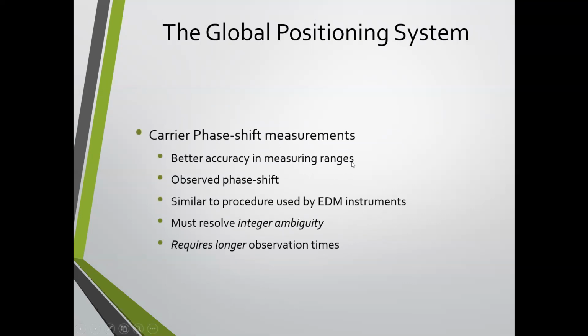So carrier phase shift measurements give us better accuracy in measuring our ranges. What we're doing is really measuring that phase shift that we were talking about before. This is really similar to the way EDMs work. EDMs don't really measure distance. They send out a beam that's chopped up into little increments of distance, and it comes back and measures what partial increment came back.